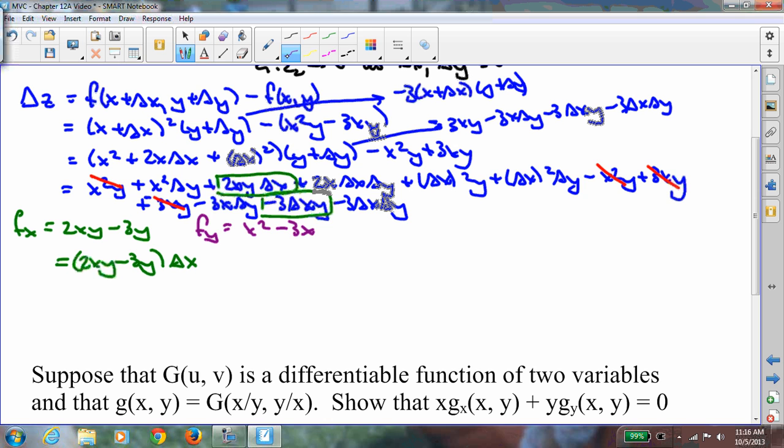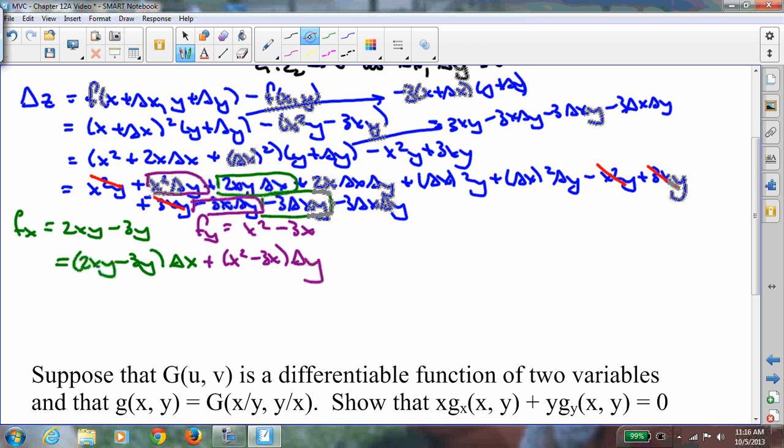Now similarly, I should see my fy terms as well. So that would be x squared times delta y, which is right here, and minus 3x times delta y, which is right there. So I also have a plus x squared minus 3x times delta y. Okay. Now, all the rest of the terms are going to be multiplied by either delta x or delta y, and I just have to pick which ones I want to be multiplied by delta x and which ones by delta y.